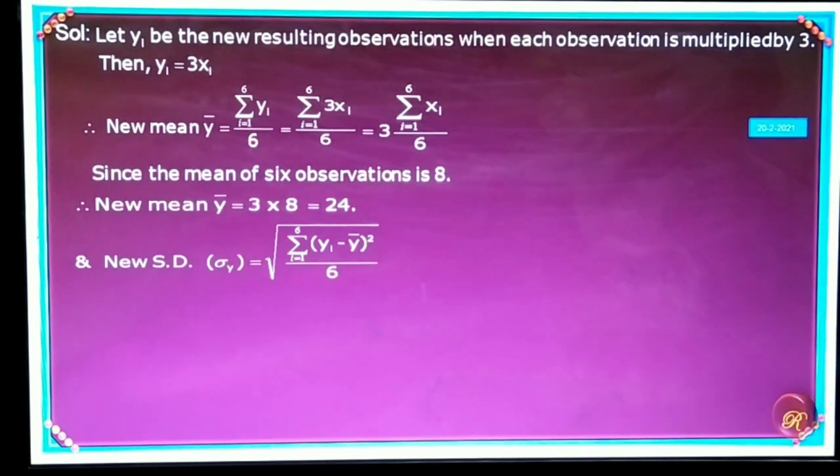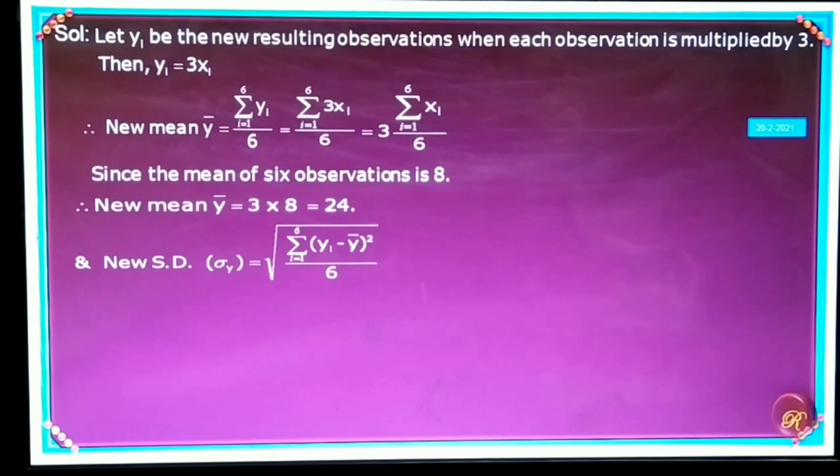New standard deviation sigma in terms of y is equal to square root of summation of yi minus y bar whole square divided by 6.